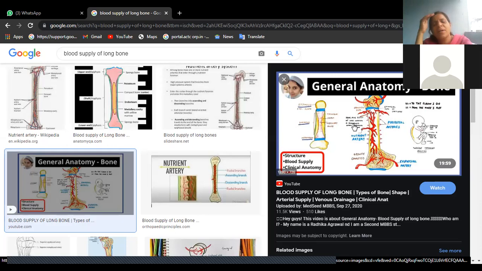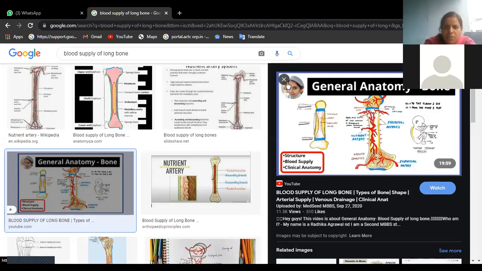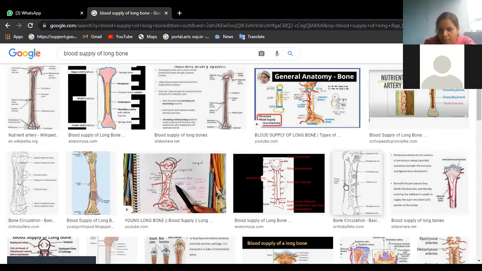For example, we did the anastomosis around the elbow joint. If it is the elbow joint, you will have many arteries coming from the branches of the brachial artery, radial and ulnar arteries. That means these arteries are coming from outside and supplying the bone towards the ends, and towards the shaft you find nutrient arteries entering and supplying inside the bone. So that is one picture you can draw for blood supply of long bone.